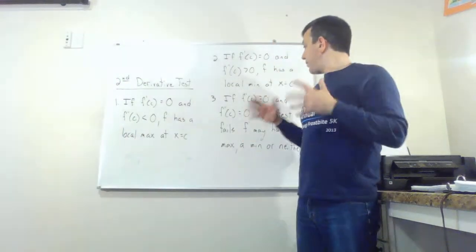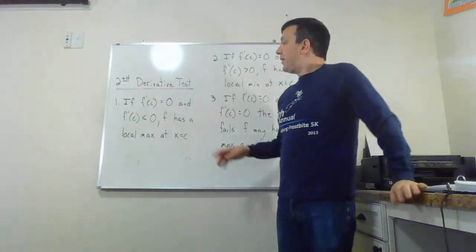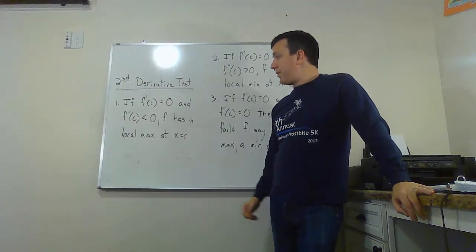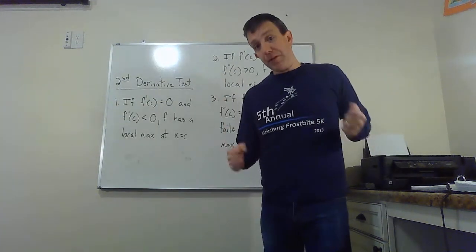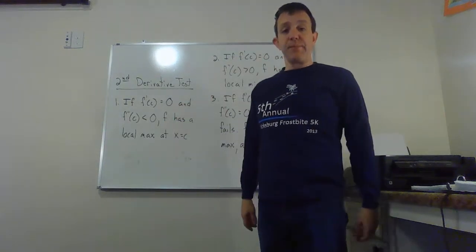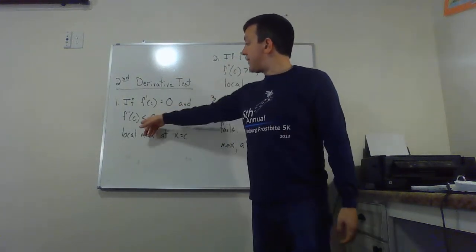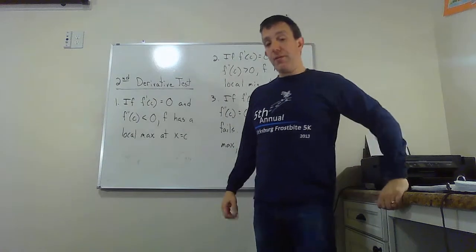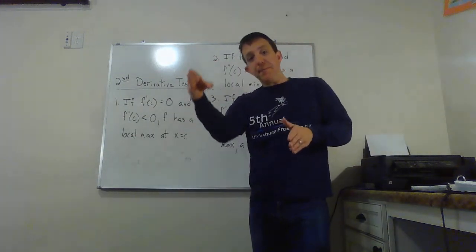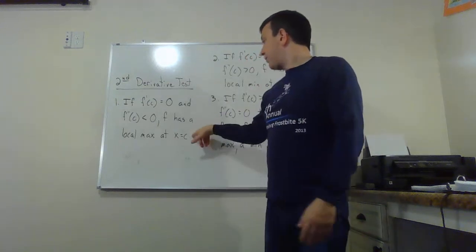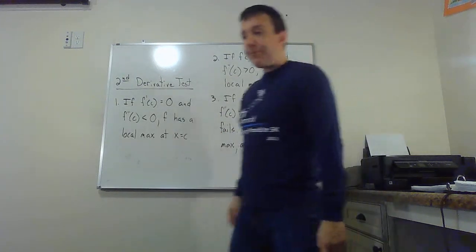All right, so the rest of the second derivative test. If f prime of c is equal to 0 and f double prime is less than 0, so your first derivative is 0, you have a critical point. We want to know, is it a maximum or a minimum? Well, if the second derivative is less than 0, that means your graph is concave down. Concave down means it's got to be a maximum value. So you get a local max at x equals c.